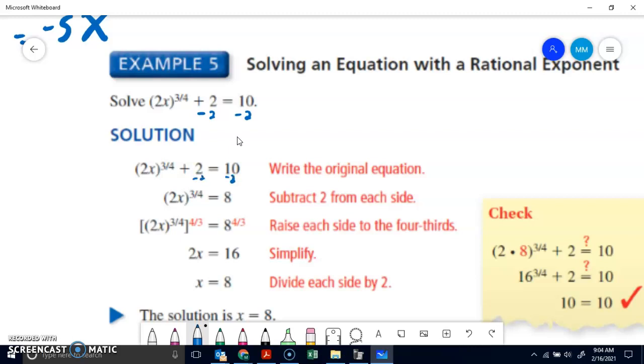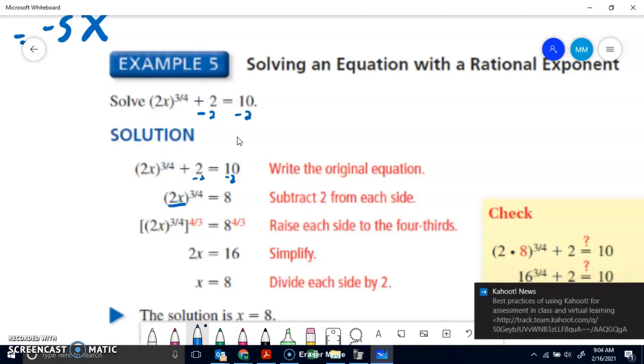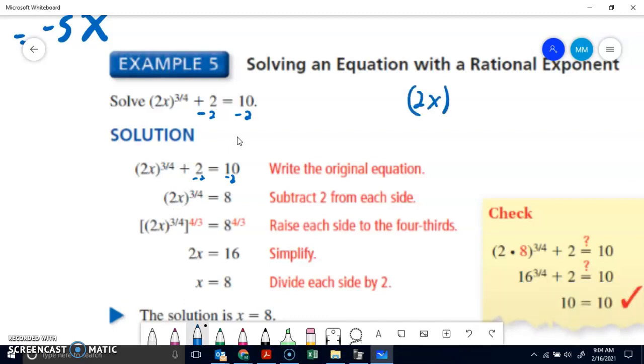And then I need to get rid of the exponent, because 2x is in parentheses, that comes last. So how do I get rid of the exponent? I'm going to write it over here so it's clear. And you can see they're raising it to the reciprocal power on both sides. So to get rid of the 3/4, I'm going to raise both sides to the reciprocal power of 4/3. And 3/4 times 4/3 cancels out. It makes 1. So what I get is 2x equals 8 to the 4/3.